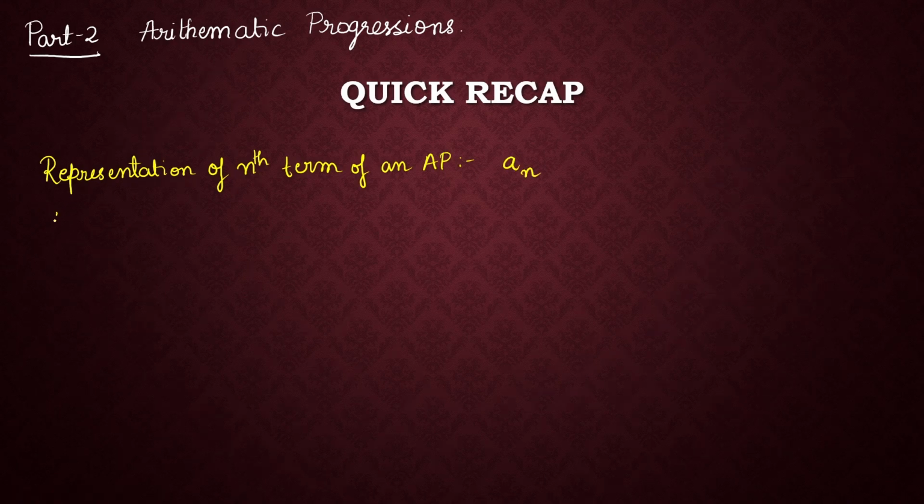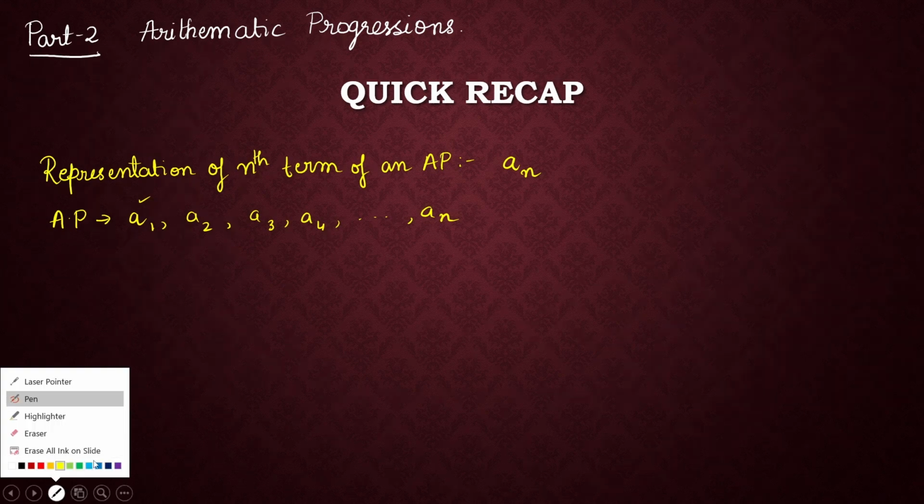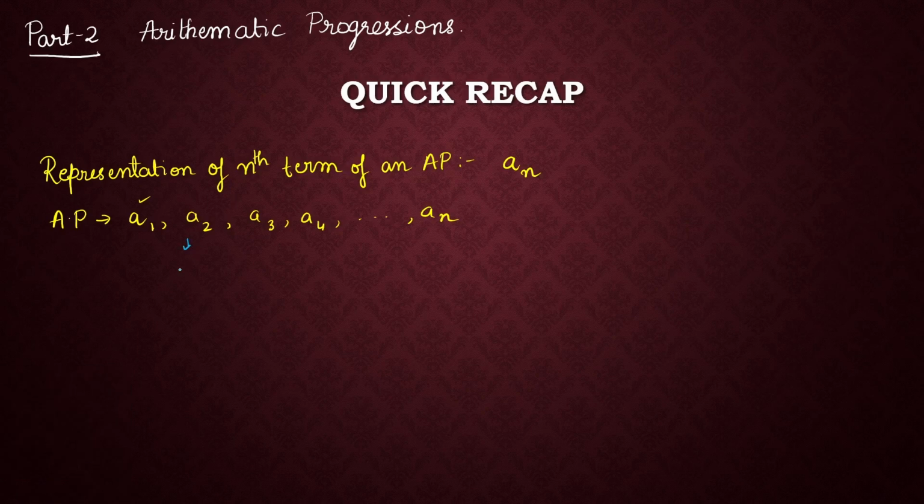Let me consider an arithmetic progression: A1, A2, A3, A4, till nth term an. So here, this is your first term A1. And the second term A2 can be written as A plus D. The third term A3 can be written as A plus 2D. We've already studied this in part 1. A4 can be written as A plus 3D.